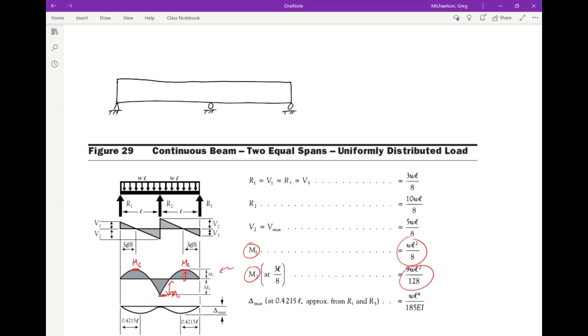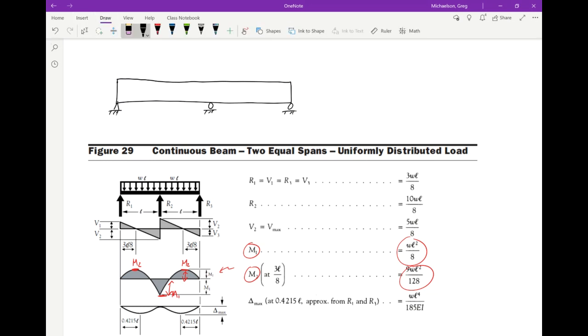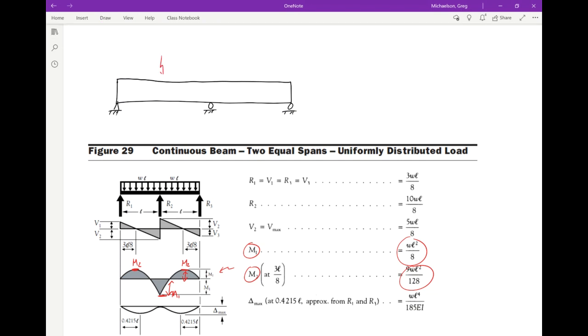So looking at your moment diagram, the beam experiences positive bending right here. It wants to smile. But right here along the pier, it's frowning, right? Because if you look at the pier, the beam is experiencing negative bending and it wants to bend like this. See, look below. Look at this image right here. That is what the beam looks like when it's deflected, right?